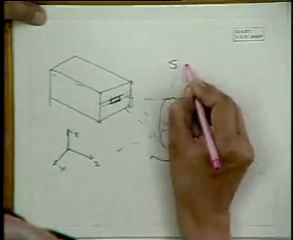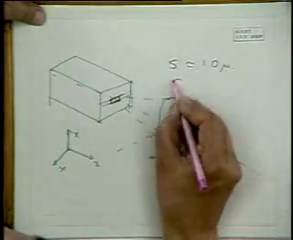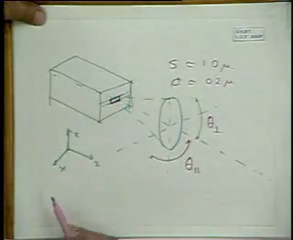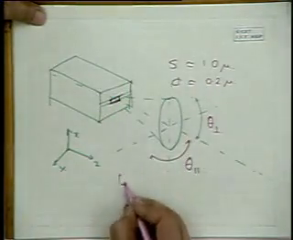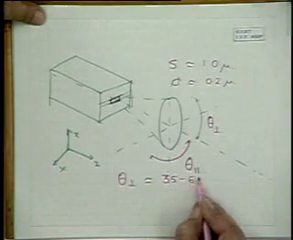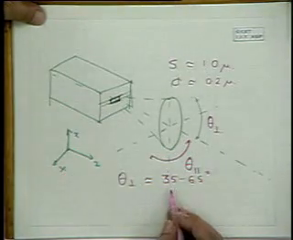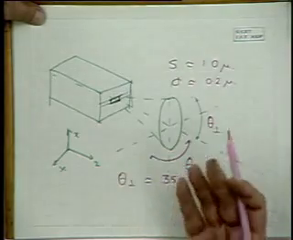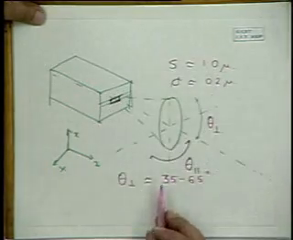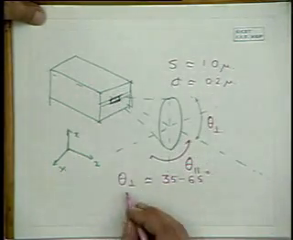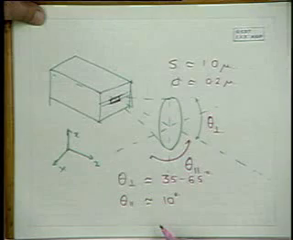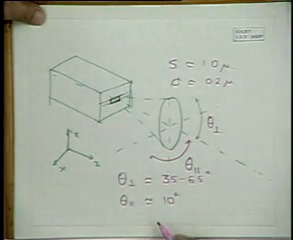Now, we've seen that S is of the order of 10 microns, and D is of the order of, say, 0.2 microns. So, just due to diffraction from this aperture, we find that theta perpendicular is of the order of 35 to 65 degrees, which is quite large. Remember, the wavelength of light we're talking about is 1 micron. So there is very strong diffraction from this little aperture, and theta parallel is of the order of about 10 degrees. So the divergence is quite large.